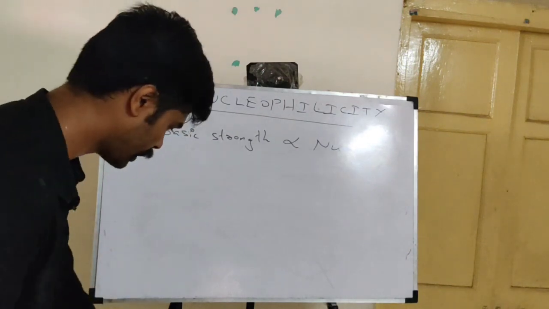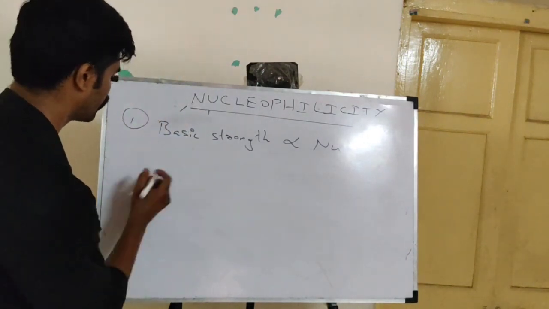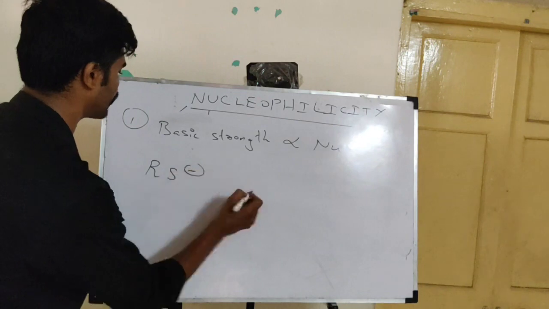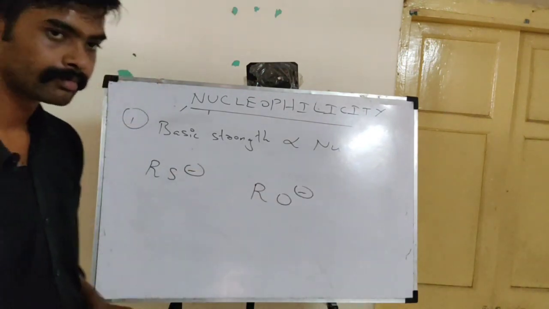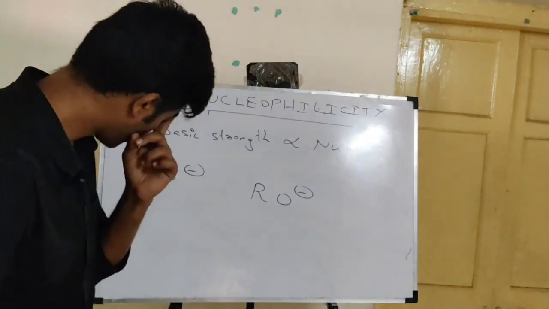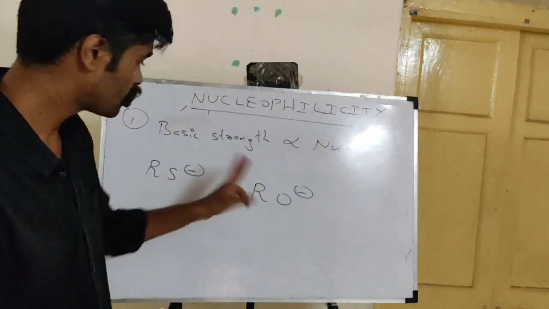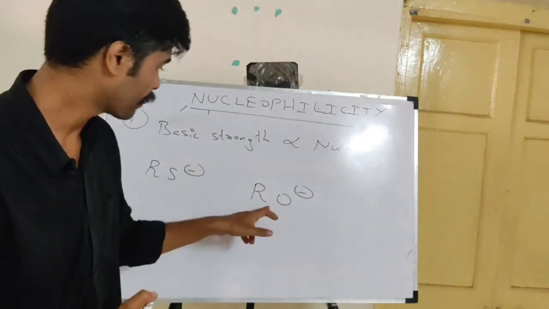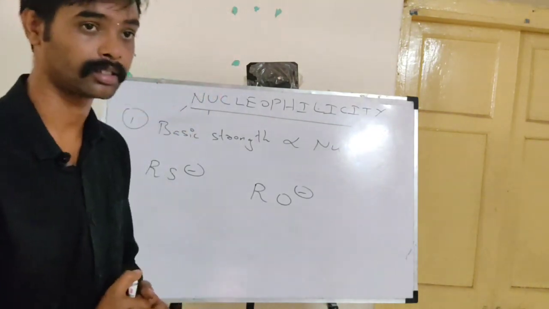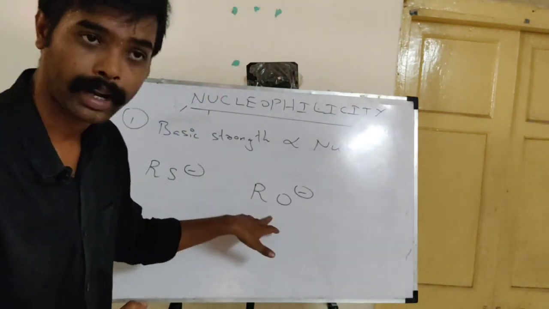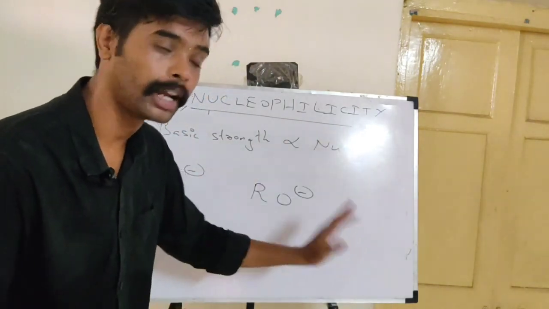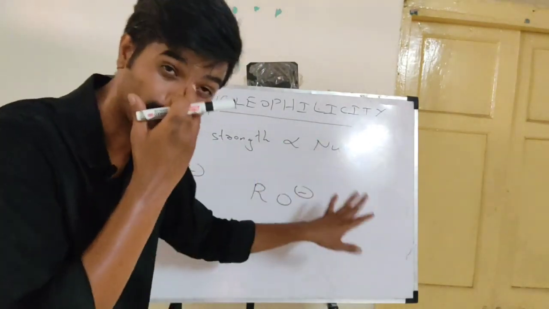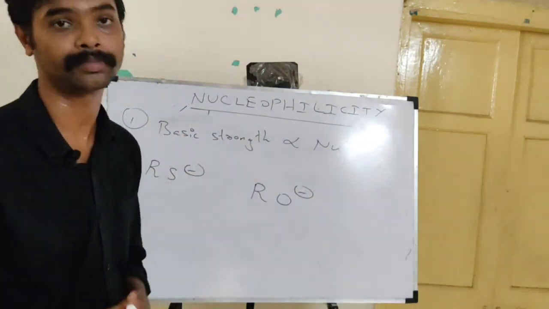Okay, so let me take RS minus and RO minus. Cool. Right. So now if I check out of these two which is a stronger base, definitely RO minus is a stronger base, right? But again, RO minus is a stronger base, so I expect RO minus to be a better nucleophile, or to have better nucleophilicity than RS minus, right?